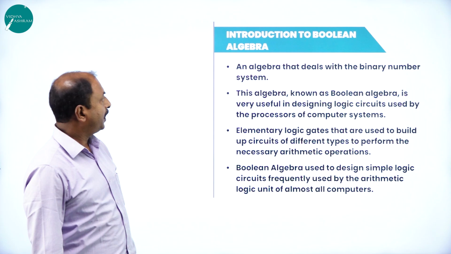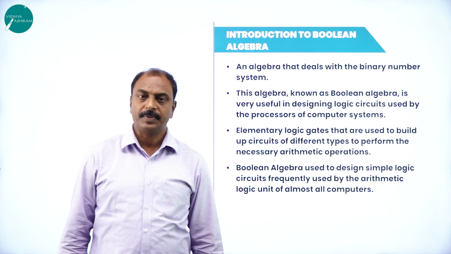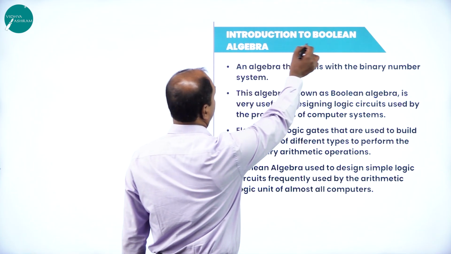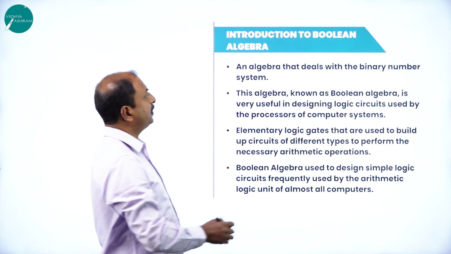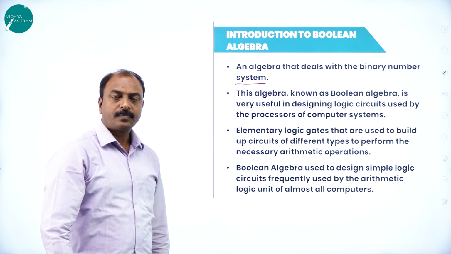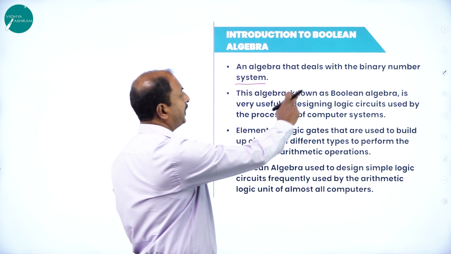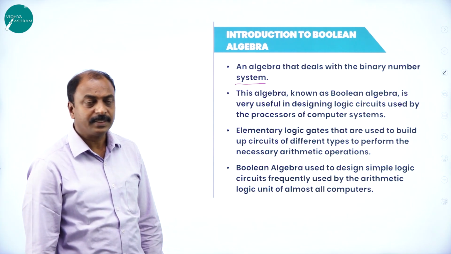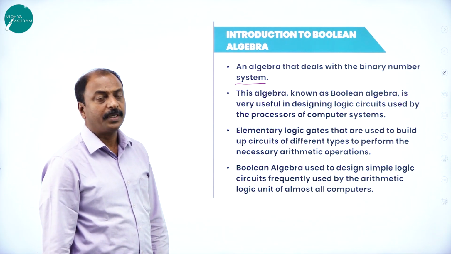Now, in the revision classes, we are going to cover the important concepts of the chapter Boolean Algebra. Let us start with the introduction to Boolean Algebra. First, let us see what is an algebra and Boolean algebra. An algebra that deals with binary numbers is called Boolean algebra. It deals with binary numbers. If I talk about binary numbers, you know there are two values, that is 0 and 1. They are called binary numbers, and the algebra that deals with binary numbers is called Boolean algebra.